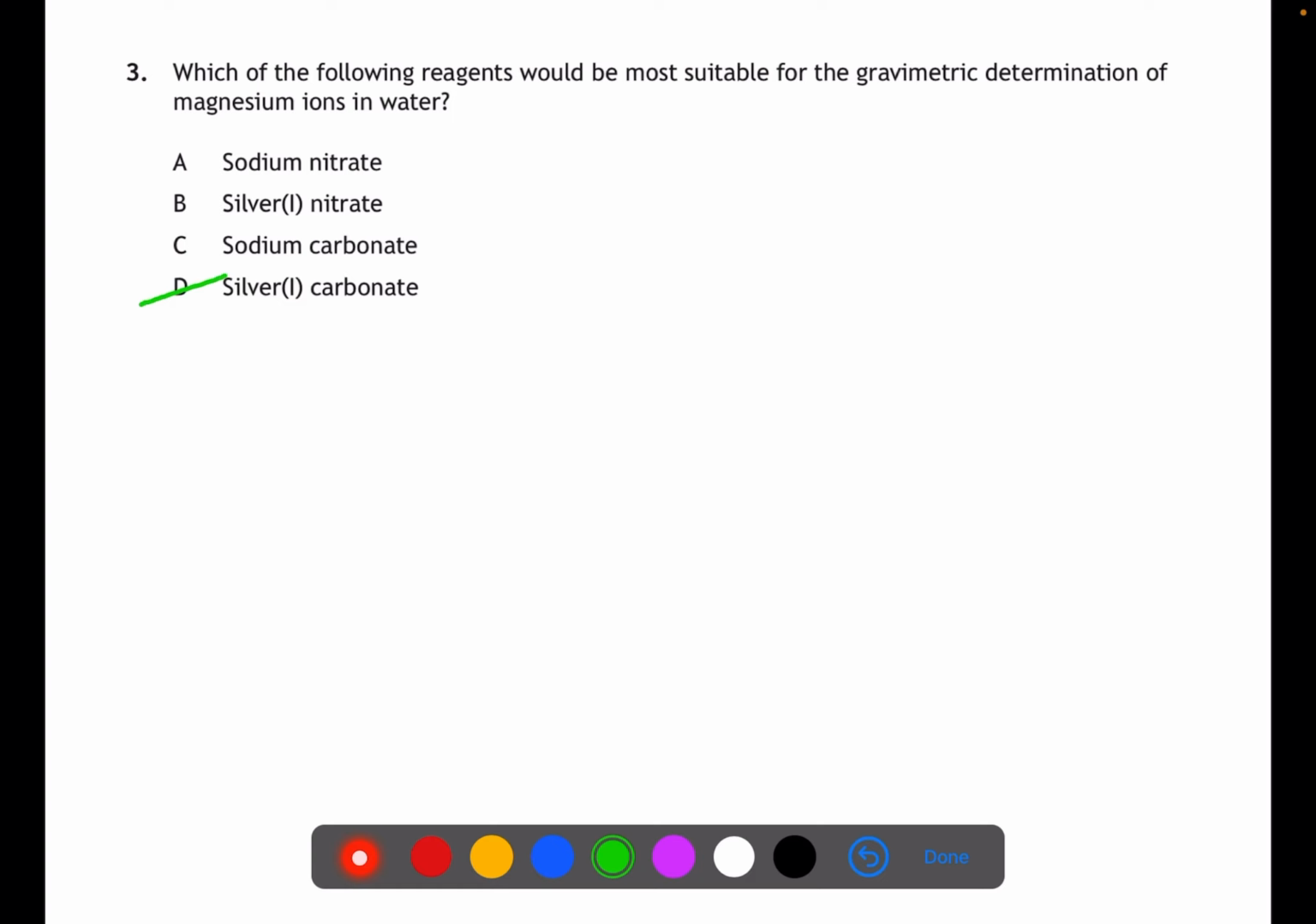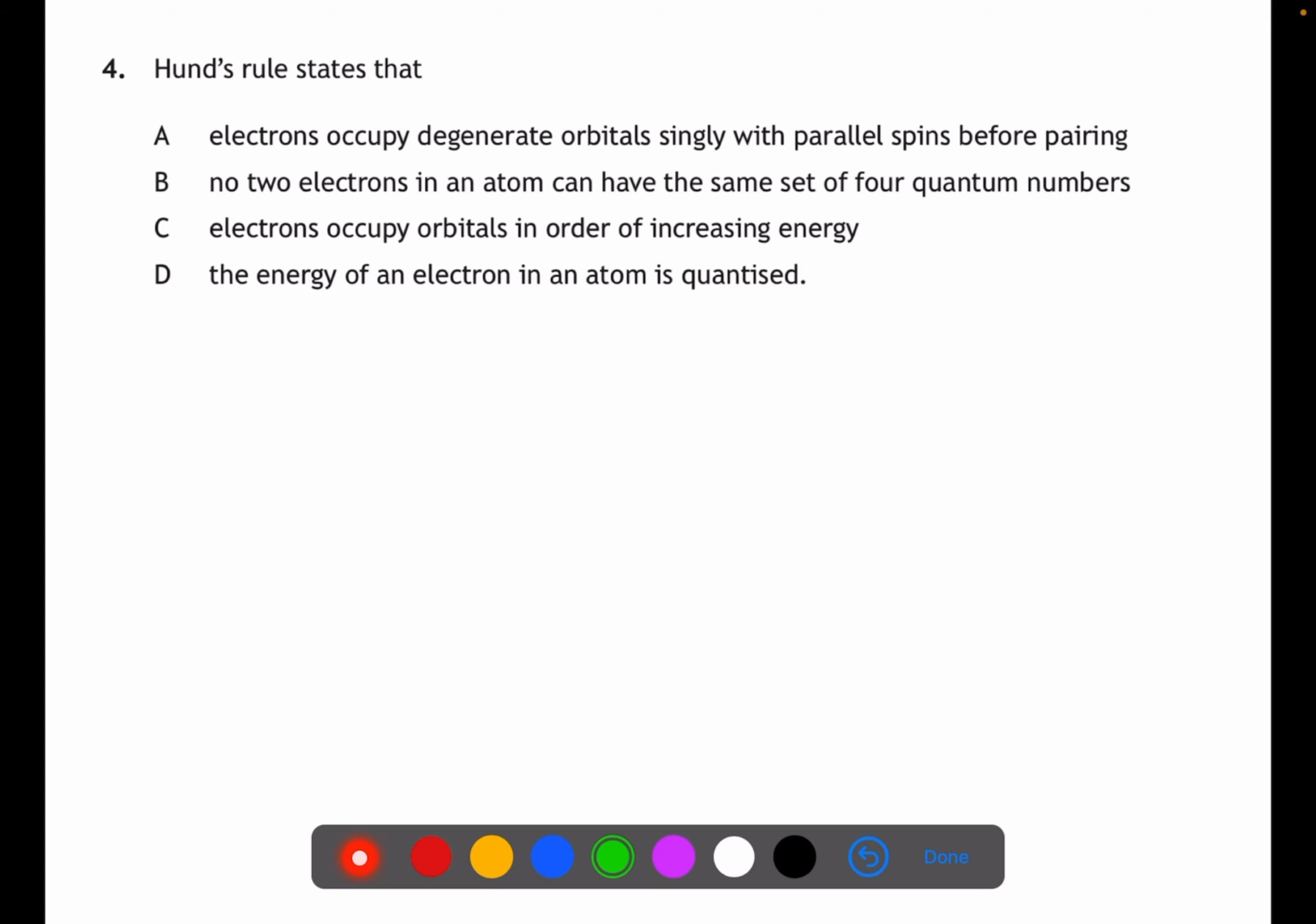We would then need to look at the substances that would form when we mix these together. If you were to mix sodium nitrate with magnesium ions, you would get a sodium solution and magnesium nitrate. Magnesium nitrate would be soluble. If you were to mix silver nitrate, you would get a silver solution and magnesium nitrate, which would be soluble. On mixing sodium carbonate, you would get a sodium solution and magnesium carbonate, which is insoluble, and you could then weigh this.